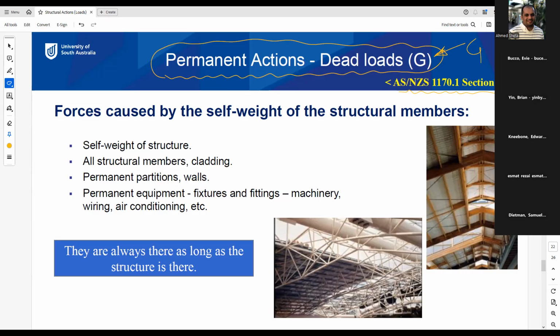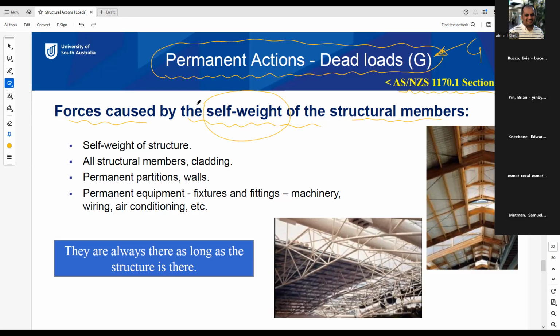So what is meant by permanent actions or dead loads? Permanent actions or dead loads are the forces caused by the self-weight of the structure members. So this is the weight of the structure itself. Any structure or building you construct needs to at least carry itself first before adding any other loads like people load, furniture load, or whatever the use is. So any structure firstly needs to sustain the self weight of its members.